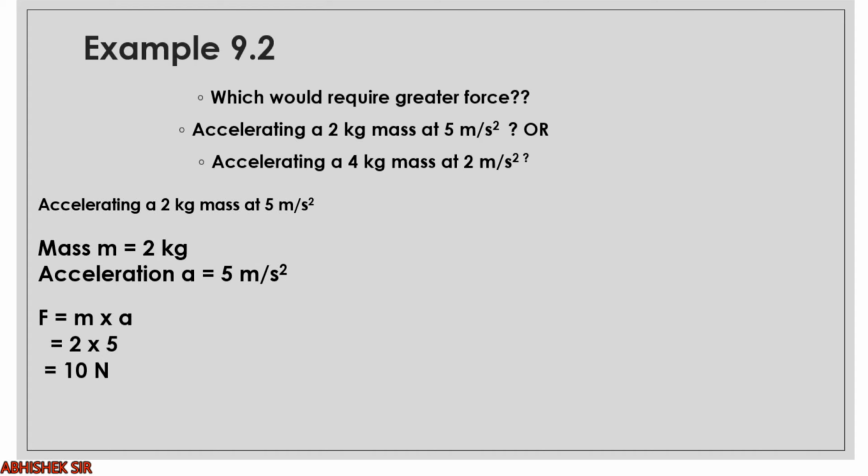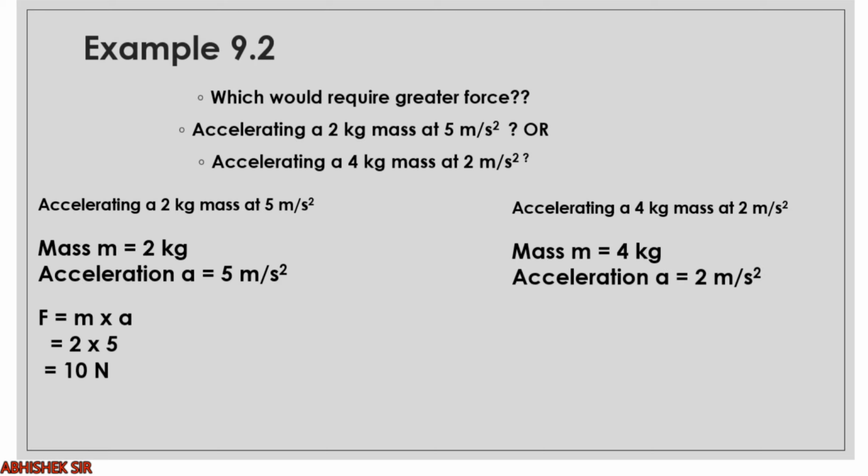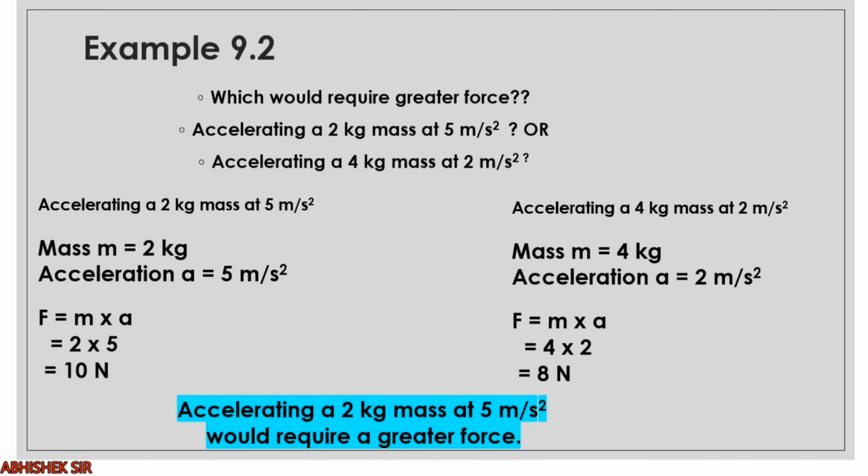Let us see the second case similarly. Second case: accelerating a 4 kilogram mass at 2 meter per second square. So what is the mass? 4 kilogram. What is the acceleration? 2 meter per second square. What will be the force? Mass into acceleration. Put all the values: 4 twos are 8 Newton. So in the first case, the force is 10 Newton. In the second case, the force is 8 Newton. So I hope you all are getting the answer, that accelerating a 2 kilogram mass at 5 meter per second square would require a greater force. So this question was very easy.